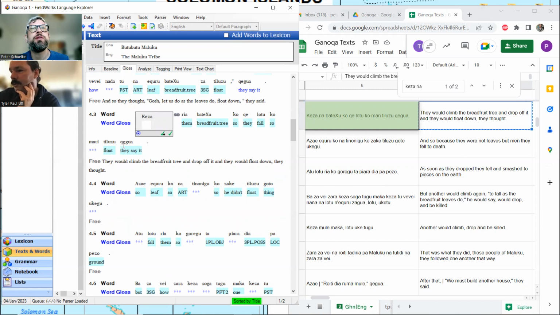And Gegwa is there, they say it, but it means they think it. Yeah. Thinking it, saying it, representing to someone. They would climb the breadfruit tree. I think you're right. It's climb. Climb the breadfruit tree so that they fall. I have a guess on Mari, by the way. It's floating gently or something, drifting. Yeah, they would float down like the leaves. I have a guess on Mari.